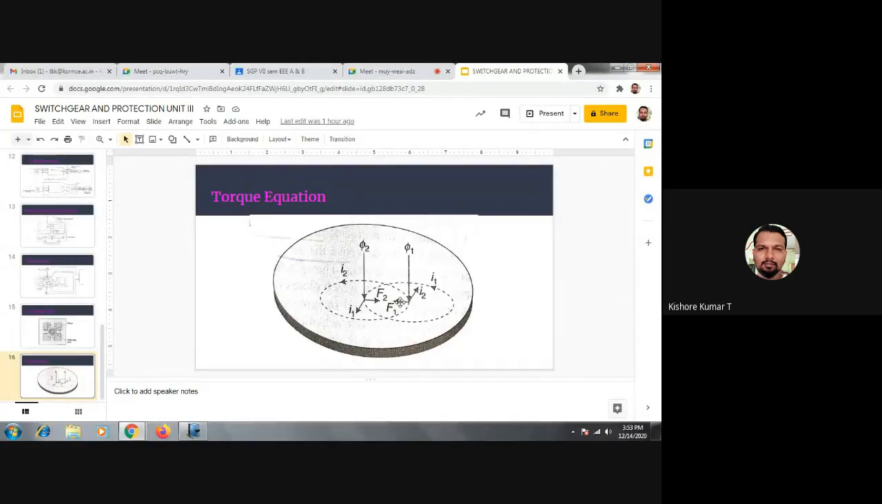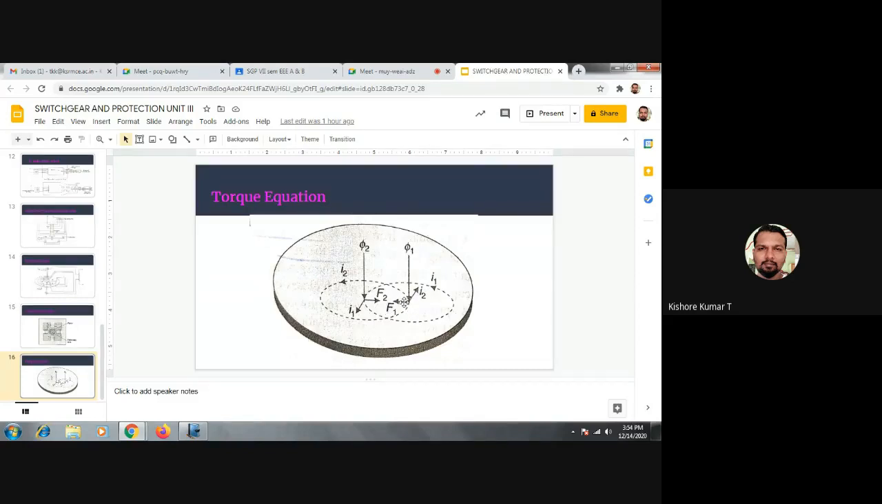F1 will set up due to the interaction of flux phi 1 with I2, and F2 will set up due to the interaction of flux phi 2 with I1. I1 is the eddy current here, which is set up by phi 1. Are you getting my point?